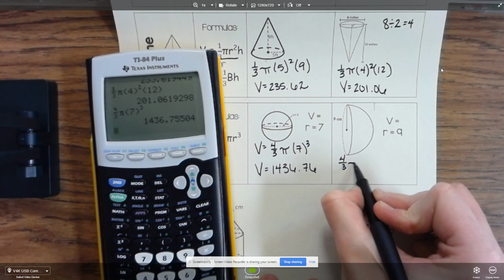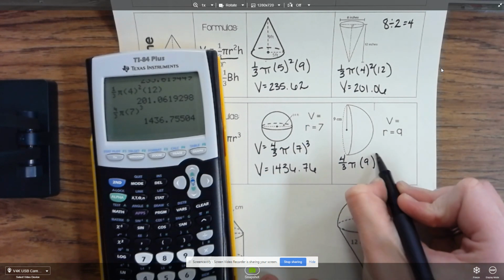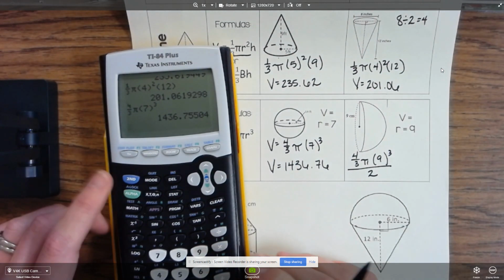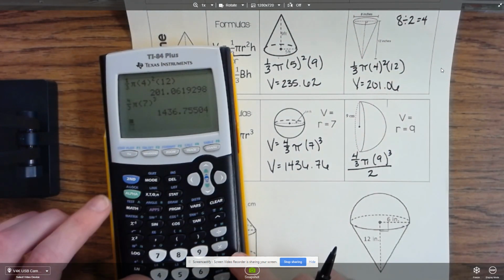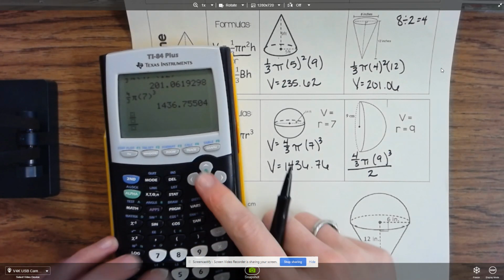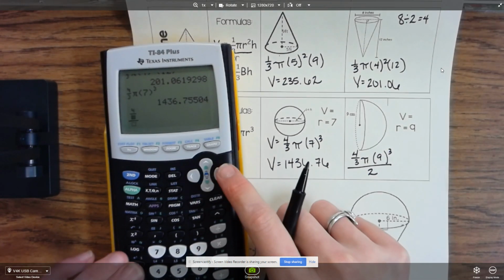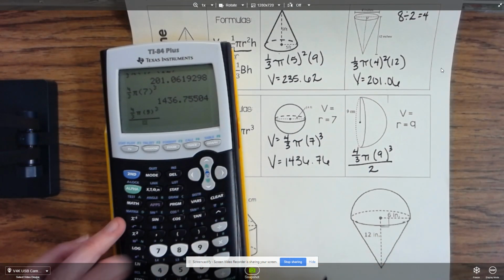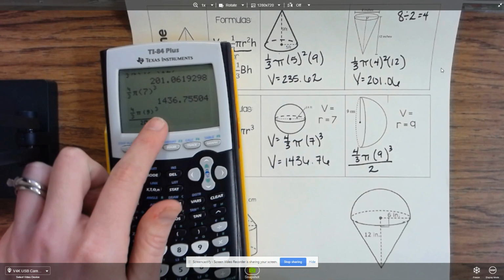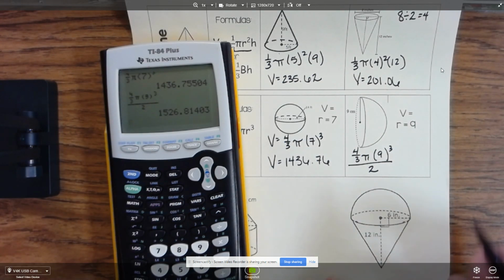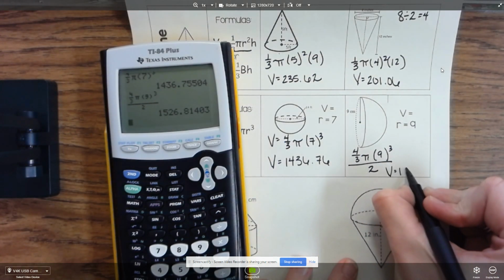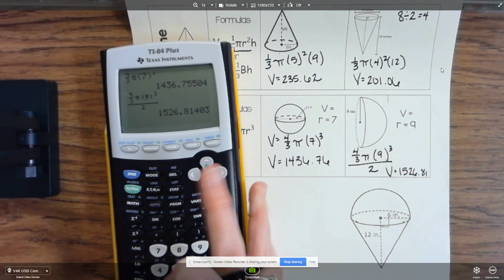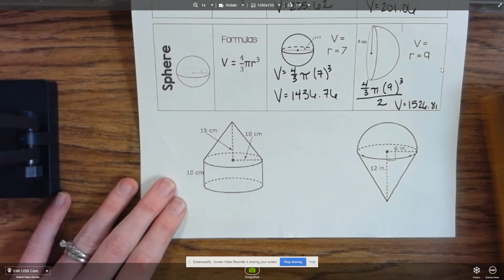Now I have half a sphere. So when we have half a sphere, remember we have to divide the entire thing by 2. There's 2 different ways that you can do this. You can do it all at once, or you can do just this top part, and then when you're done, you can go back and divide by 2. So here my volume is 1,526.81.